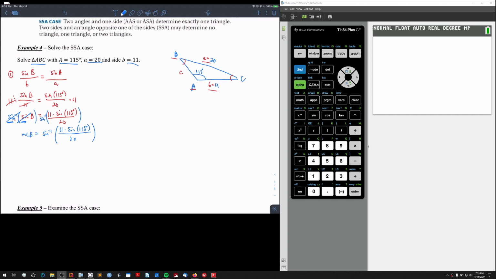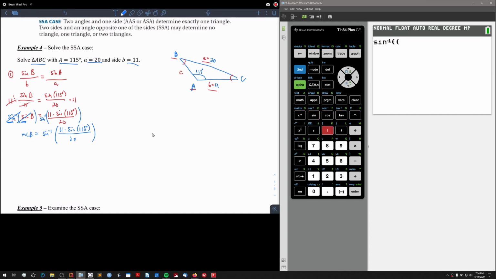Now here's the temptation. Students want to round stuff here and do stuff like that. No, no, no. Just type this whole mess in your calculator. The only reason I have the calculator up here, I'm just going to use it once or twice, is to show you this. You want to be able to type in the sine inverse of this whole mess. So you see sine inverse is here. You press second sine, so sine inverse, and then a parenthesis is given to you. I would put another parenthesis, to group the whole numerator together. Then I would do 11 times the sine of 115.